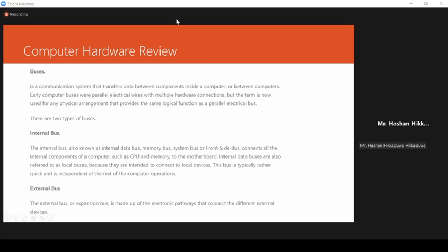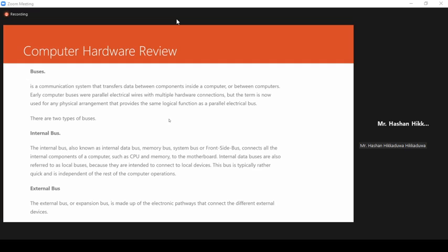Let's start with buses. A bus is a communication system that transfers data between components inside a computer or between computers. Early computer buses were parallel electrical wires with multiple hardware connections, but the term is now used for any physical arrangement that provides the same logical function as a parallel electrical bus. There are two types of buses: the internal bus and the external bus.